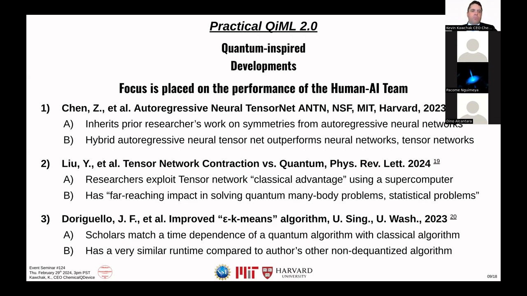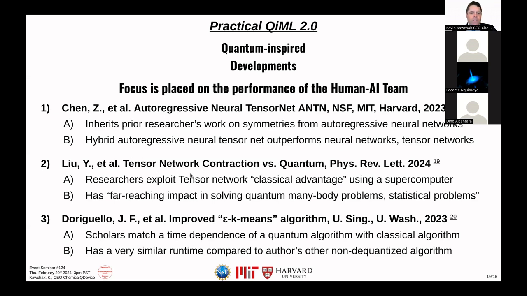So this next one is basically this human AI team. We're seeing things from prior researchers on symmetries. The first one, number one up here, is NSF funded with MIT researchers and Harvard in 2023. It's using an autoregressive neural network and a tensor network to outperform either of the two. Like I said, it's a good paper. I didn't see anything that made me say we need to drop everything, but these organizations will likely come back with better research too.